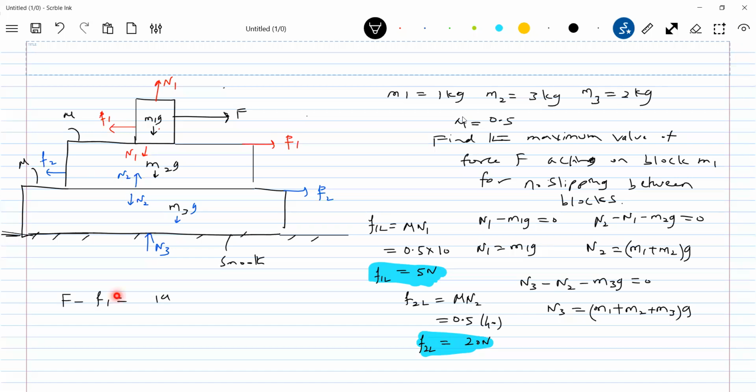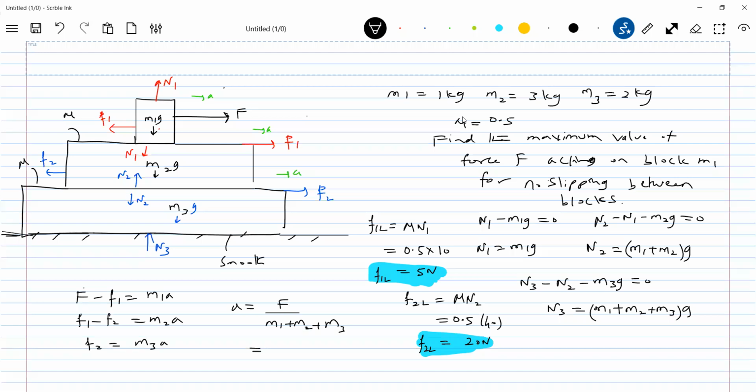Let's assume that no slipping occurs at all surfaces. Accelerations, I'll give accelerations. Let A be the acceleration. Then this should be equal to M1A. F minus F2 equal to M2A, then F2 equal to M3A. If you add up all this, what is the acceleration you'll get? F by M1 plus M2 plus M3.